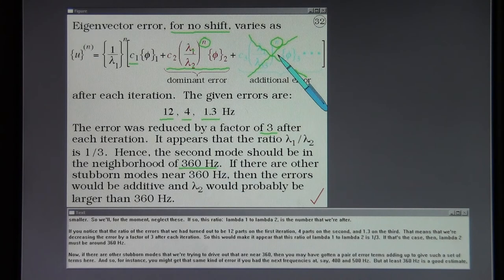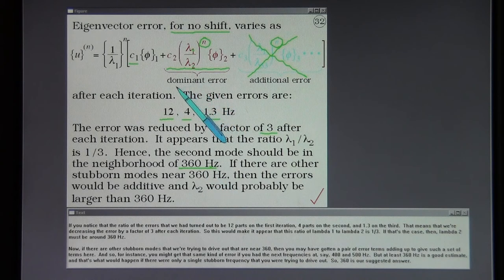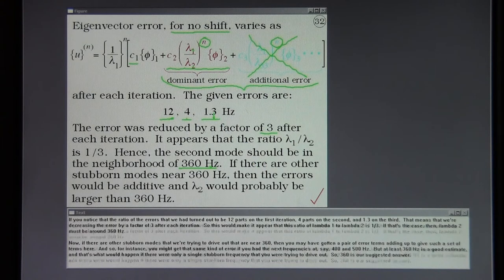Now, if there are other stubborn modes that we're trying to drive out that are near 360, then you may have gotten a pair of error terms adding up to give such a set of terms here. And so, for instance, you might get that same kind of error if you had the next frequency, say at 400 and 500 hertz, but at least 360 hertz is a good estimate, and that's what would happen if there were only a single stubborn frequency that you were trying to drive out. So 360 is our suggested answer.